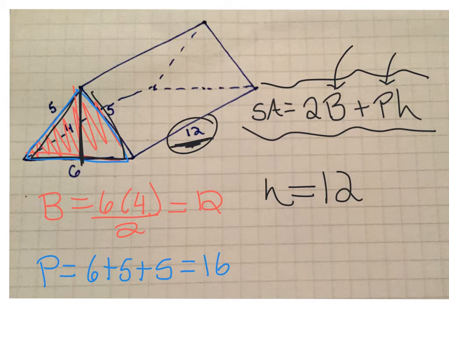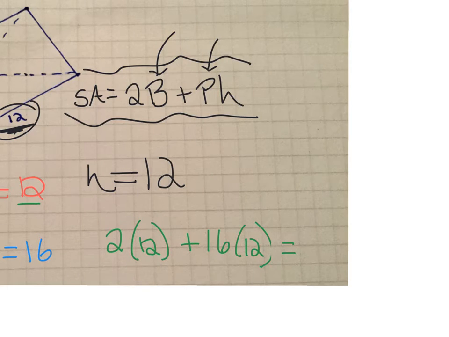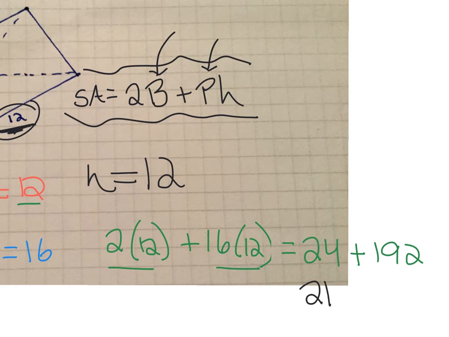So once you have all of those numbers, let's plug in to the formula. So the surface area is 2 times the area of the base, 12, plus the perimeter of the base, 16 times the height, 12. And 2 times 12 is 24. And then 16 times 12 is 192. And when you add those two up, you should get the same 216 units squared.